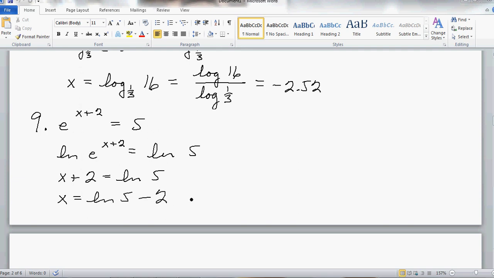Now we are asked to round this to 2 decimal places, and so what I would do is go to my calculator, natural log of 5, and then just minus 2, making sure that I close out the parentheses after the 5, and then minus 2 gives me negative 0.39.